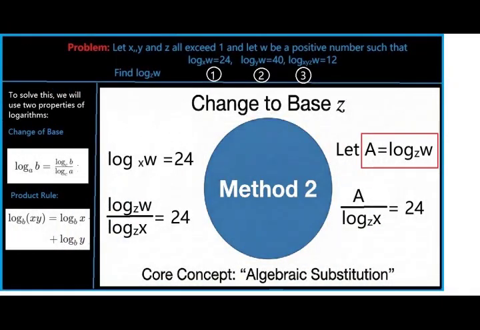Method 2 uses the change of base formula for logarithms, converting everything to base z. The core idea here is algebraic substitution. Now, let's walk through the details step by step.